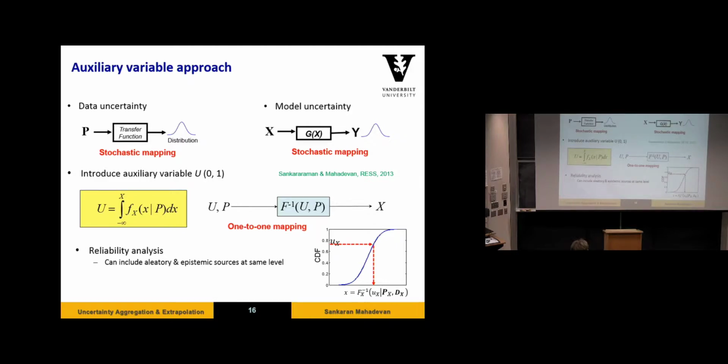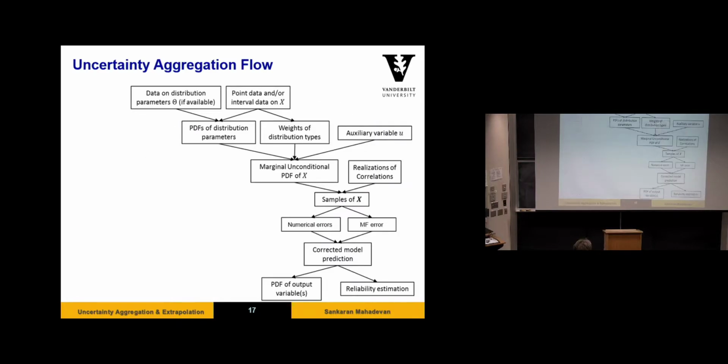So I'm able to use this idea of auxiliary variable in both cases. And therefore, I will have a one-to-one input to output relationship, which I can then use for reliability analysis. And I can also, even more importantly, use it for global sensitivity analysis, where I can introduce auxiliary variables and have a one-to-one relationship, and then compute the, let's say, Sobol indices or something.